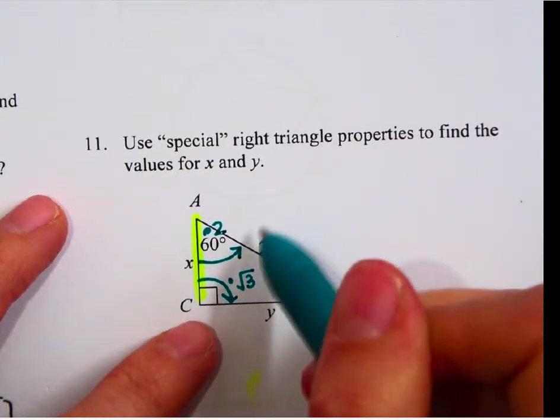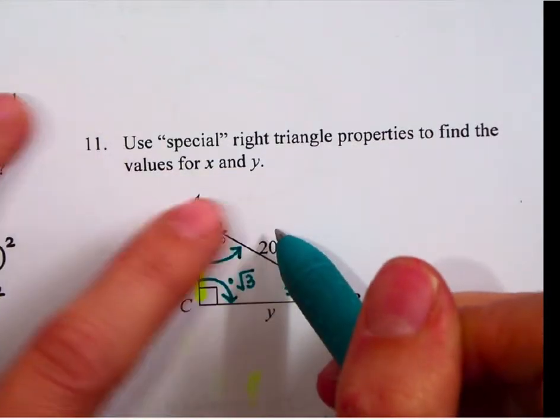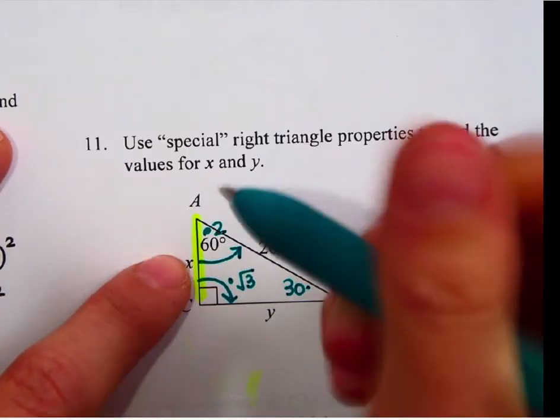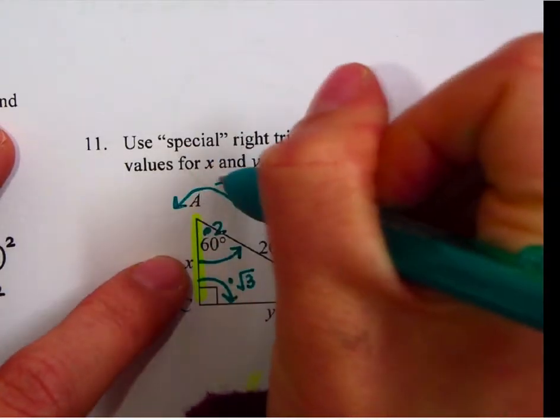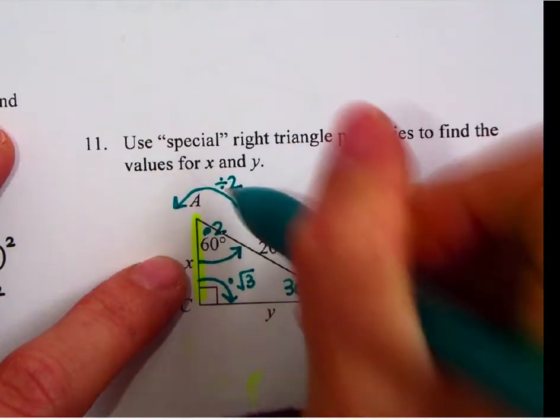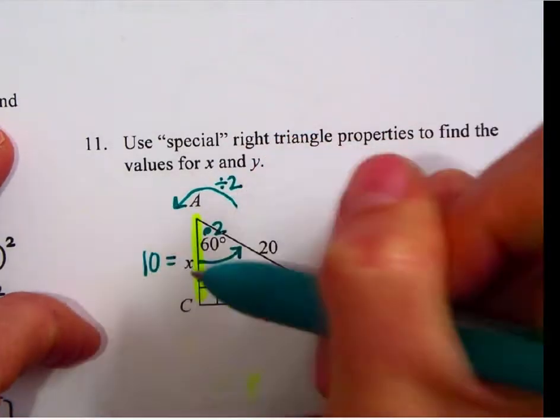So now that they're giving us the hypotenuse, we want to go backwards to the short leg. So to go there, we would divide by 2. 20 divided by 2 gives us 10 for x.